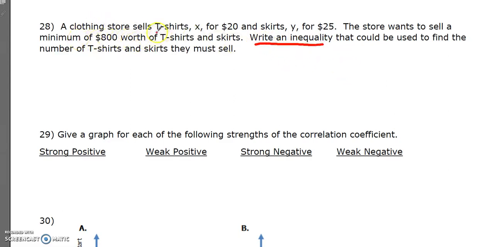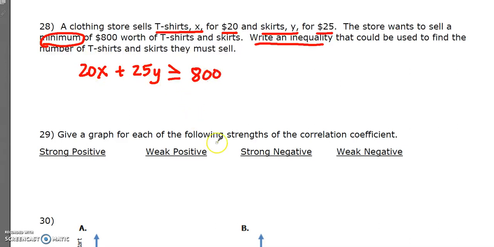So they're selling t-shirts, they're letting that be X, and they sell for $20 a piece. So again, 20 times X, the number of t-shirts. And they're selling skirts Y for $25 a piece. So again, we're going to add the $25 for each skirt, which is going to be Y. And the store wants to sell a minimum of $800. So again, this needs to be greater than or equal to the $800. And we are done.